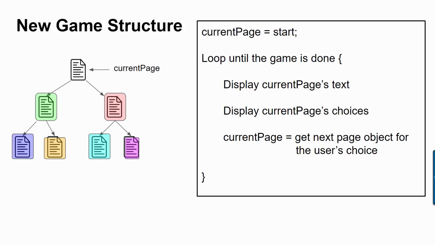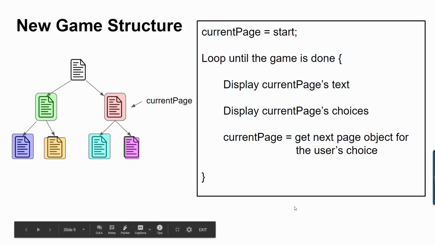Inside the game loop, you'll have the current page display that page's text, which is its part of the story, and display the choices that the player can make. And then, depending on what they type in, you'll ask that page object which of the choices corresponds to what the user typed. That page object will give you a link to the next page, and you can update your current page variable and repeat the same process over again.